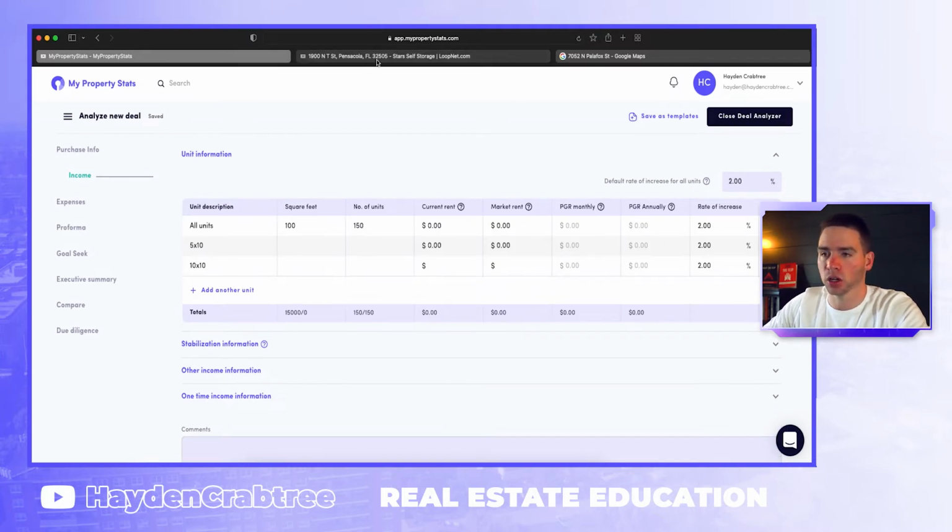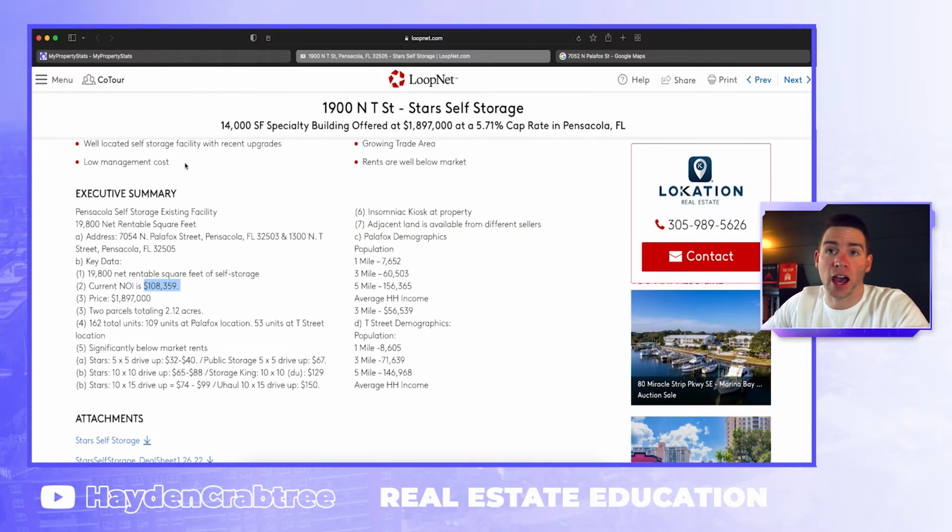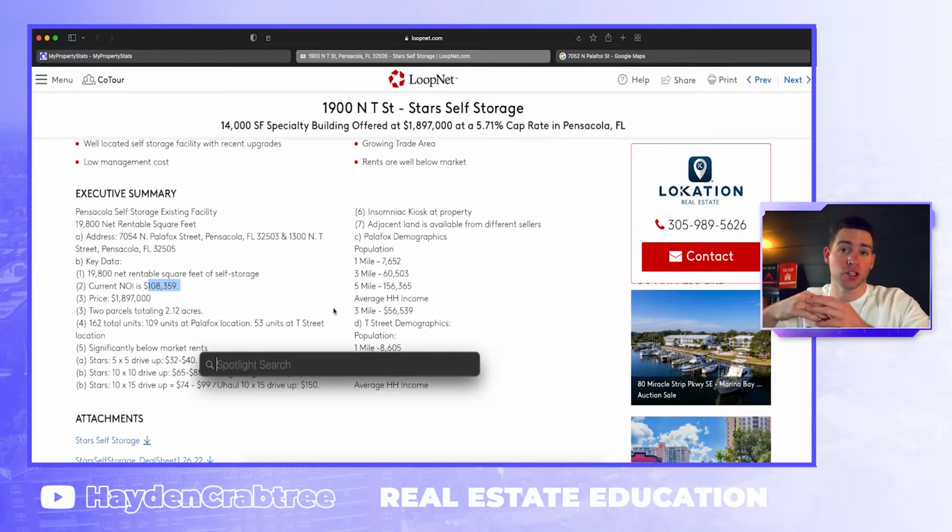Okay. So, we don't have the data itself, so I'm going to do a little bit of quick math here. They say that this is 19,800 square feet. They say their current NOI is 108,000. Standard storage ratios are 40%. So a 40% expense ratio, which means for every dollar that I bring in, I'm going to have 40 cents of expenses and 60 cents is going to go to the NOI.